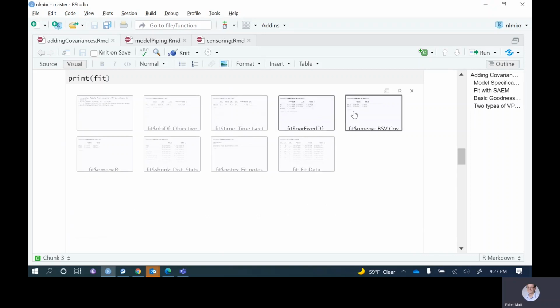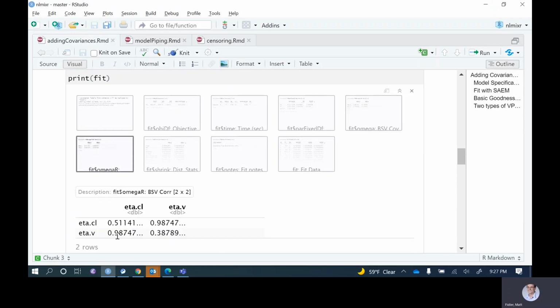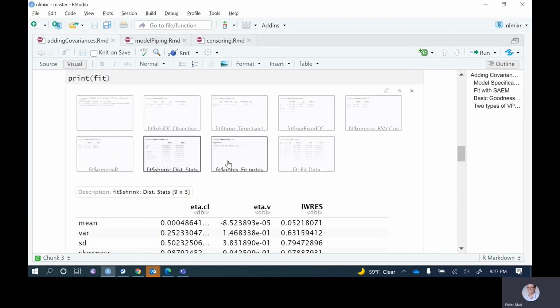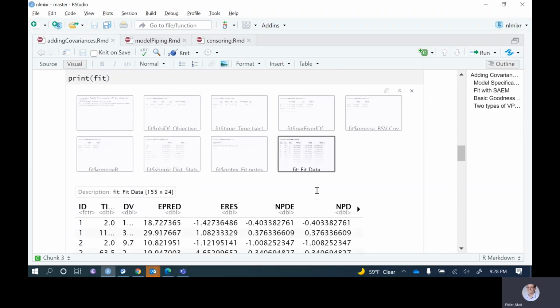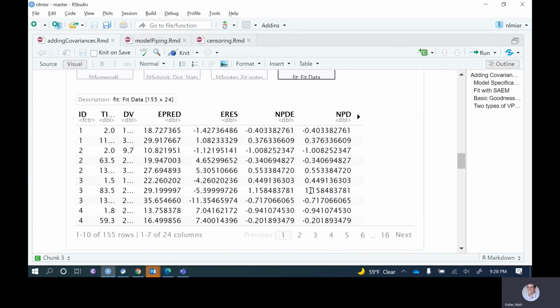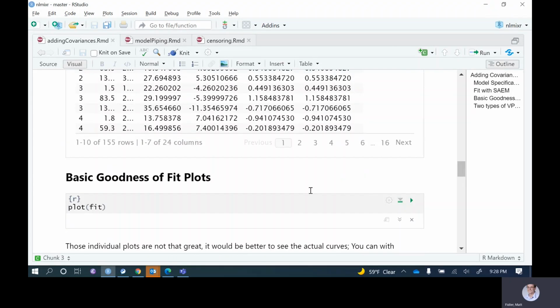When we look at the omega piece, we can see that there's a correlation between these two etas. And in fact, if we look at omega R, we see that the correlation is quite high. It's 0.98. And this is consistent with the idea that clearance and volume are often correlated. I also have the shrinkage distributions, the notes about the fit, and the data itself. nlmixr fits are data, so you can use them to do plots or data manipulations.